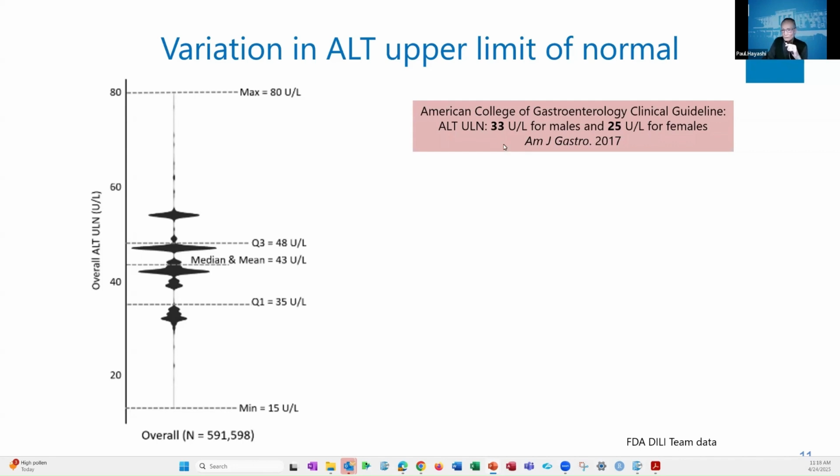And so this is on the radar of several societies and research groups. And this is just one. The ACG came in with this guideline that said that the true upper limit of normal for males is 33 and for females is 25. So, down here, not up here. So I told you that E-dish is based on times upper limit of normal. So this potentially has a lot of impact on any E-dish plot that you use.